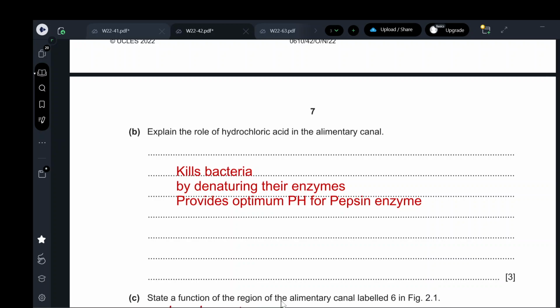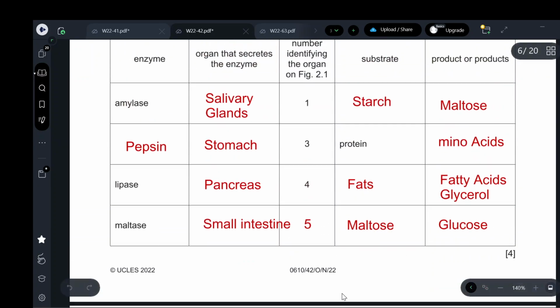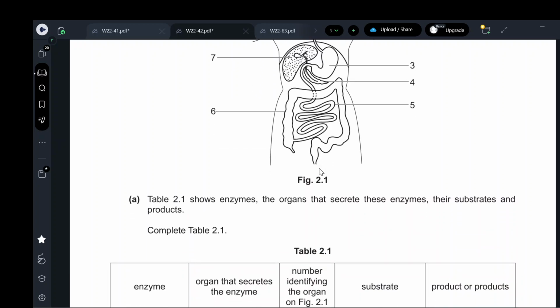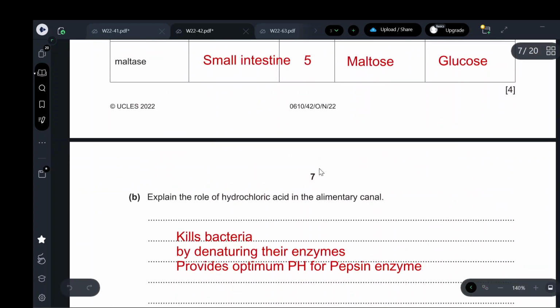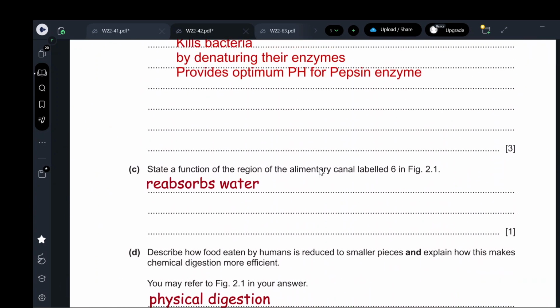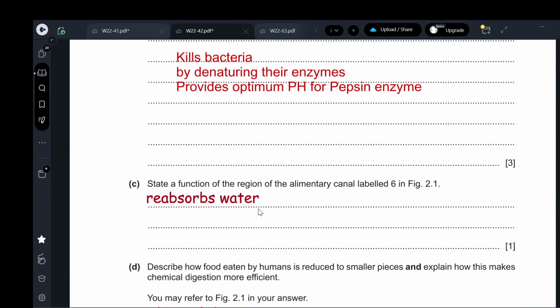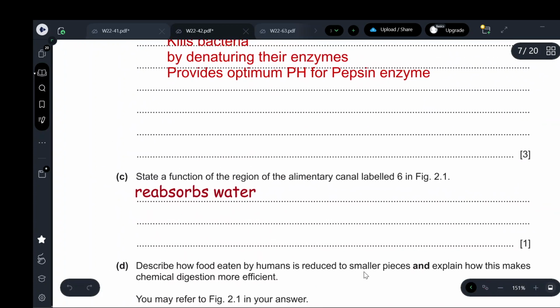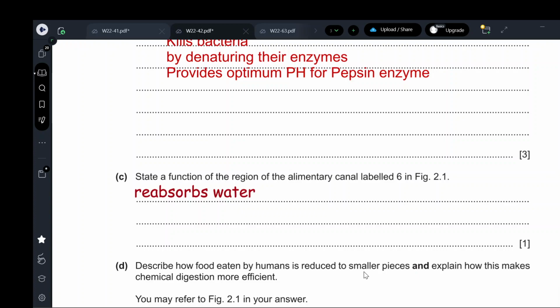State a function of the region of the alimentary canal labeled 6. What is 6? The main function of part 6, which is the large intestine, is that it reabsorbs water. Reabsorbs water.